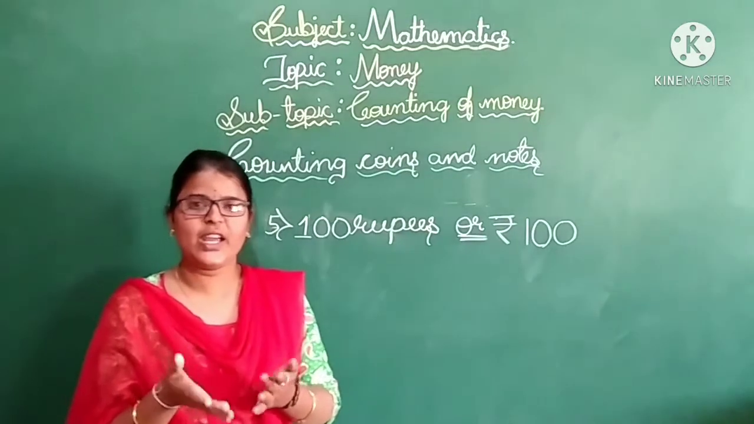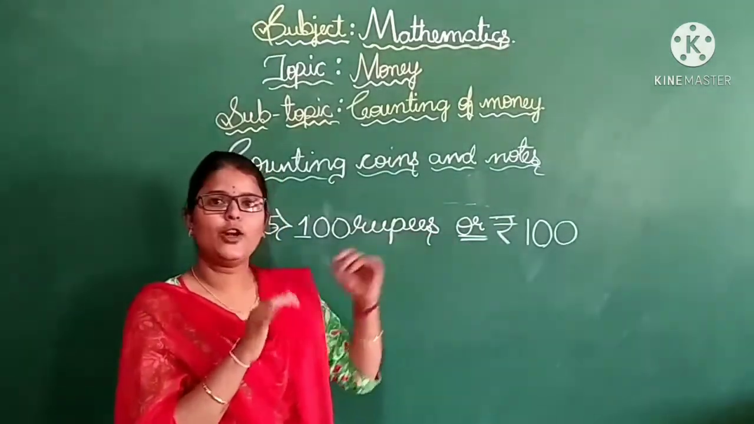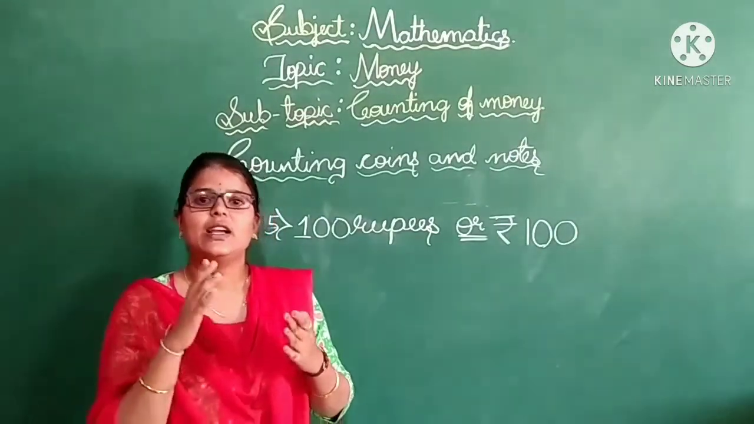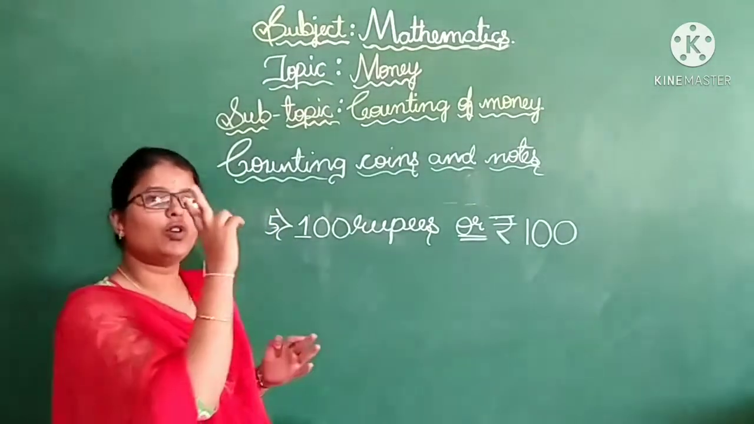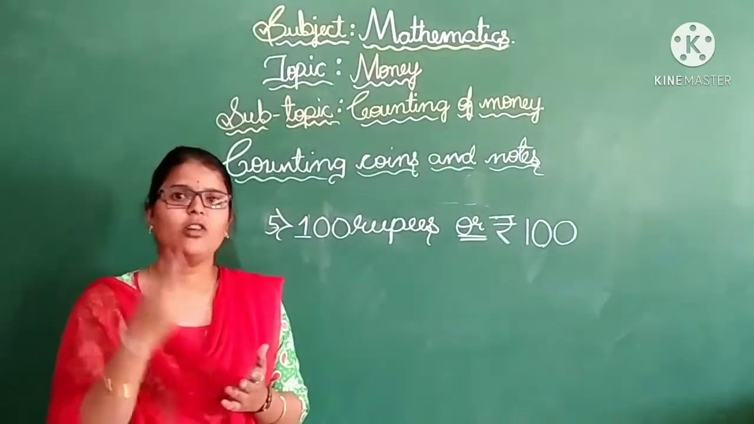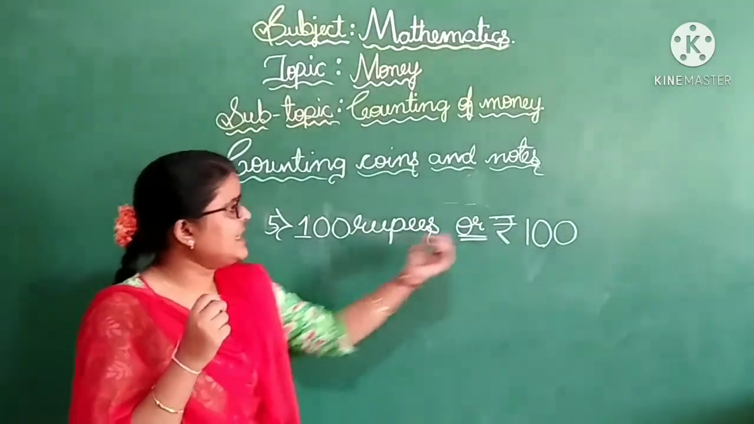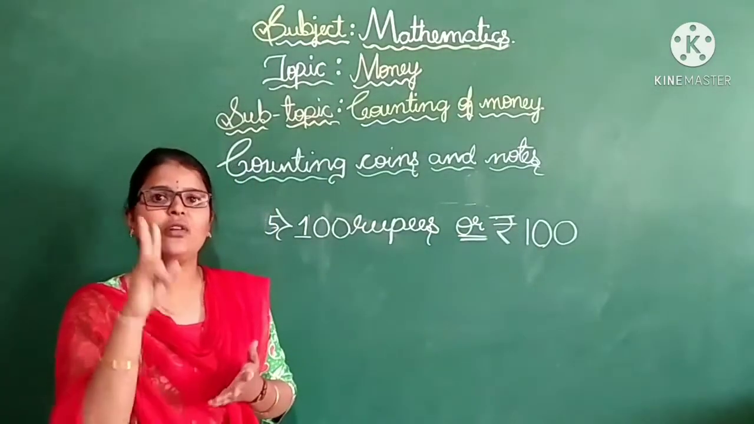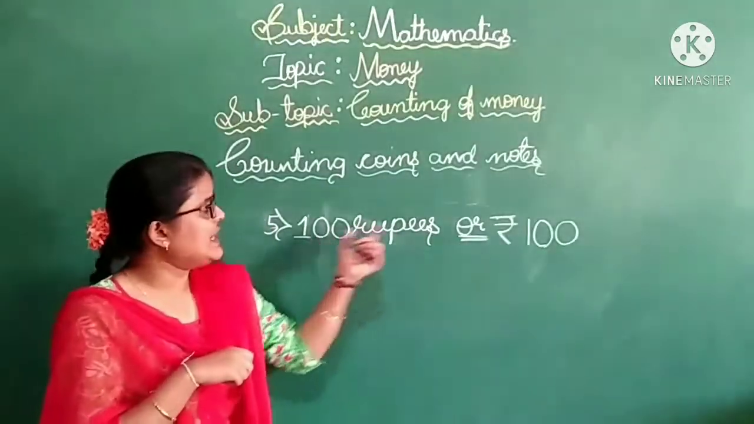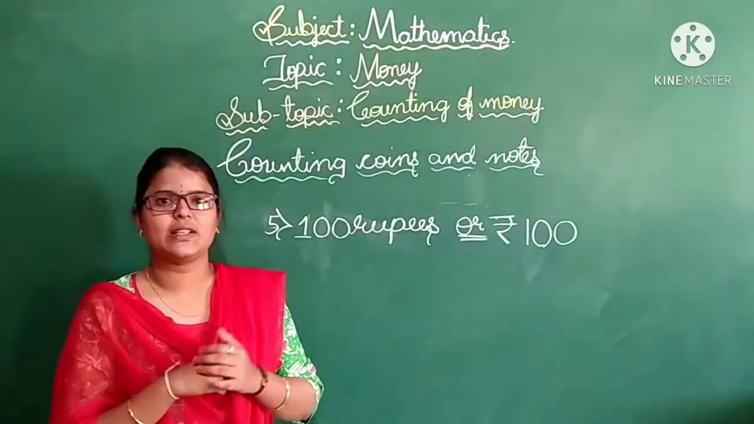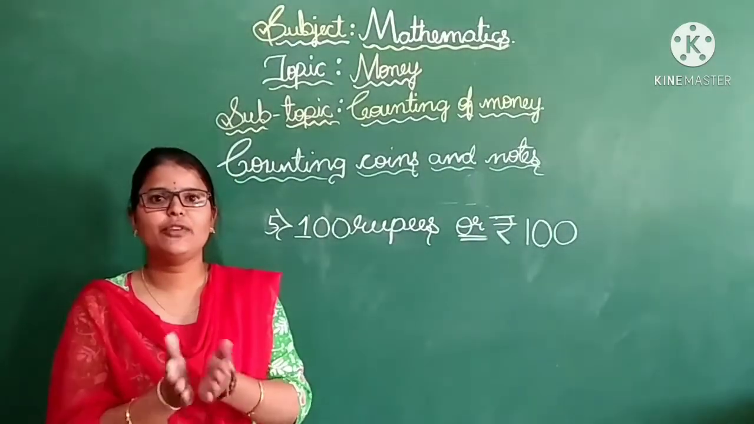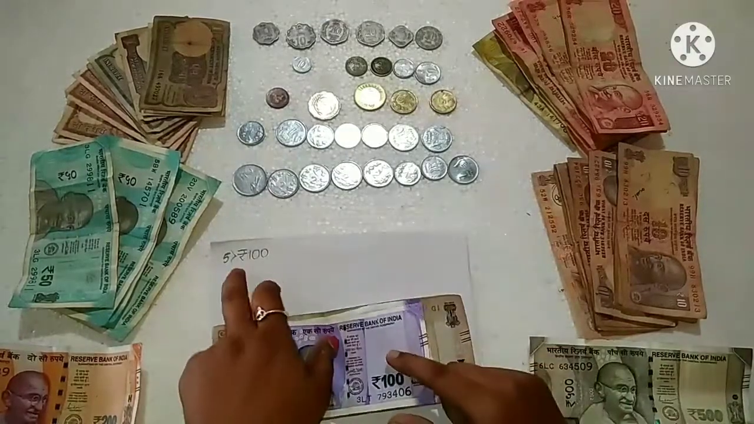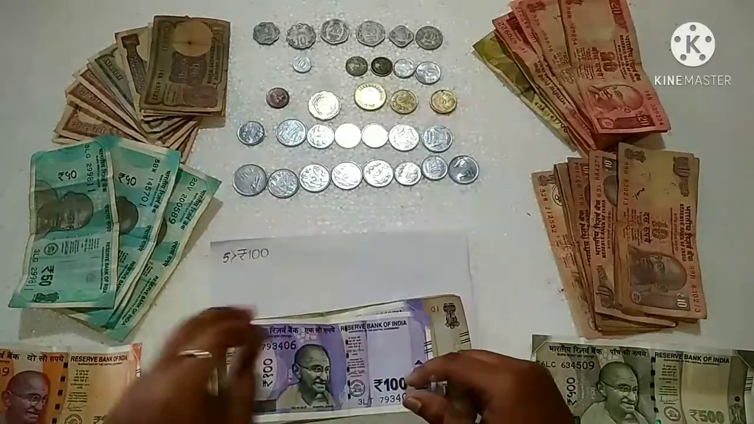In the same way, how is 100 rupees formed using the 50 rupee note? See, if we add the 50 rupee note 2 times, or if you have 2 50 rupee notes, then it is equal to 100 rupees. Okay, dear children? Now you see it practically. Now let us see the fifth example, that is rupees 100.